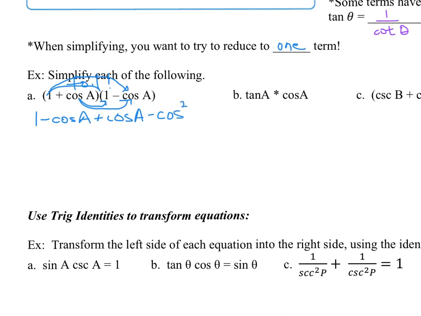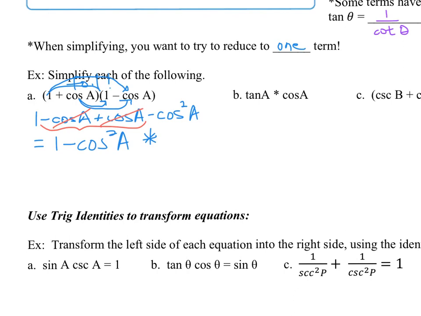So we square the trig term, but not the angle that is associated with it. If we combine like terms, you guys, notice what happens with the cosines in the middle. We have a negative and a positive. They cancel out. And that will end up giving us 1 minus cosine squared A. Now that it's cosine squared, this matches up with a version of one of our Pythagorean identities.